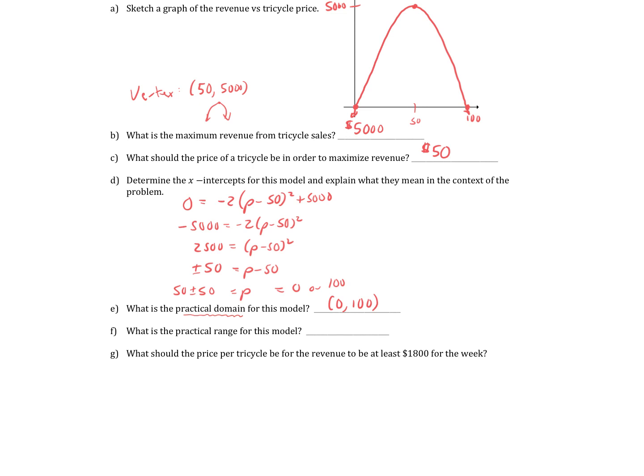Okay, so your practical range definitely has to agree with your practical domain. So if you said 0 and 100 were included, okay, fine. Then we should start there. We should go up to 5,000 and include it, because 5,000 is included in those values for y.